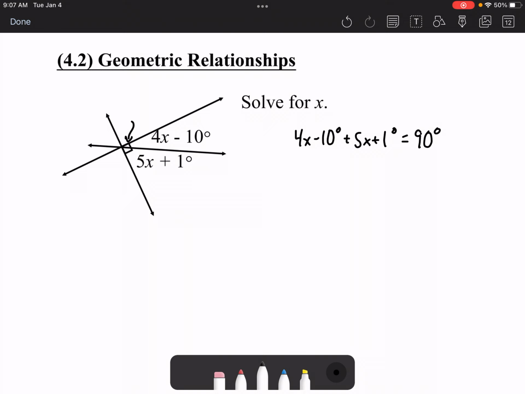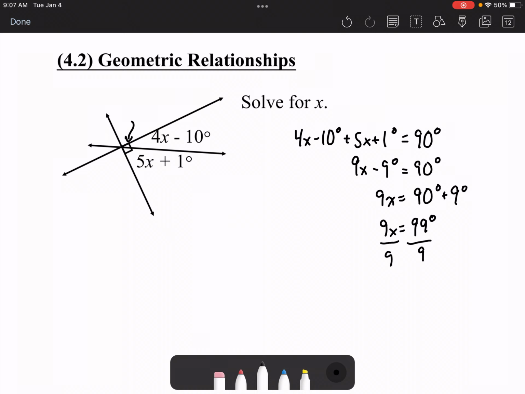Okay, well, we can now simplify this. So 4x plus 5x is 9x. Negative 10 plus 1 is negative 9 degrees. I can add 9 degrees to both sides. And then in order to solve for x, I can divide both sides by 9. So here you can actually find out that x is 11 degrees.